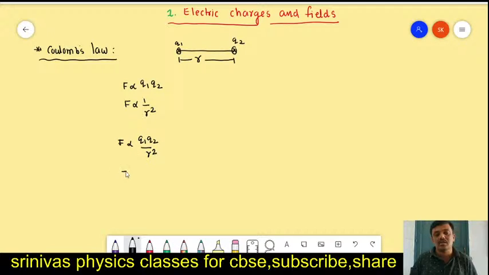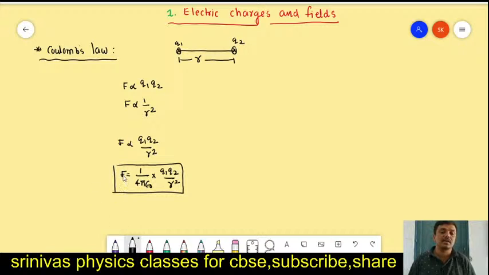When the proportionality is removed, we get a constant, 1 by 4 pi epsilon naught, into q1 q2 by r square. This is the formula that we will use when the two charges are placed in free space or vacuum. What is epsilon naught here? Epsilon naught is the permittivity of free space.